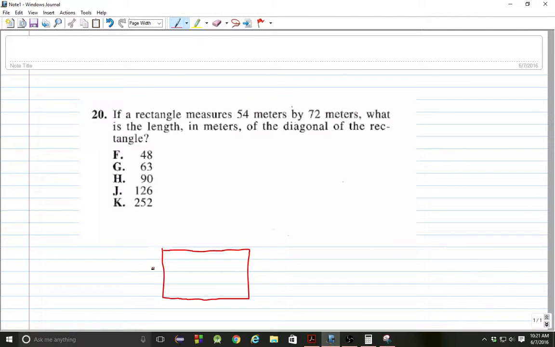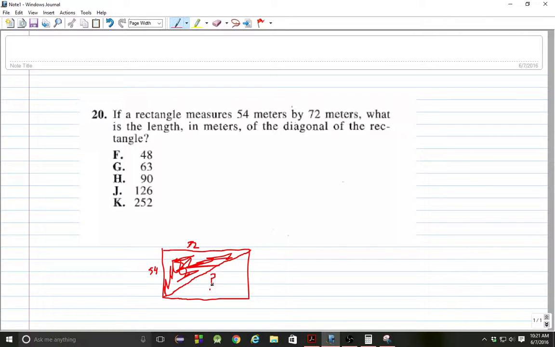So we have 54 and then 72. How do we find out what this diagonal is? Doesn't this look a little familiar? All of this space over here is a triangle.